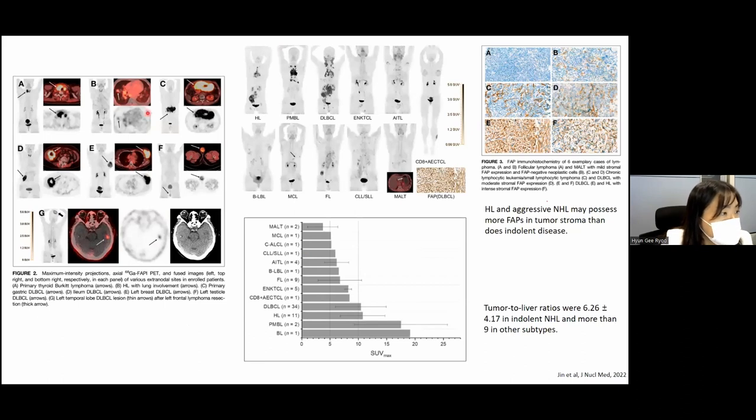This is another paper which showed FAP PET uptake in lymphoma. As you can see in this figure, different types of lymphoma show different avidity to the lymphoma lesions. So there are various types of lymphoma and various kinds of avidity. Also, the aggressive type of lymphoma has a positive finding in immunohistochemistry, but the indolent type has a lower staining result for FAP. So further study is required for the assessment of lymphoma lesions using FAP PET.